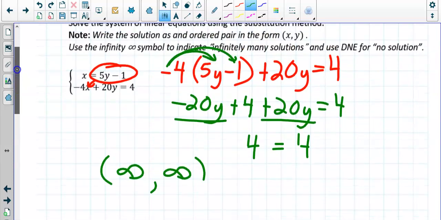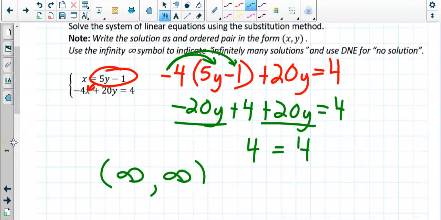Substitution is plugging in, replacing. And the cool thing is, on this test, it should be ready to go. It should have a variable solved. All you got to do is slap it in. I can't guarantee the quiz. This is all about your test review.